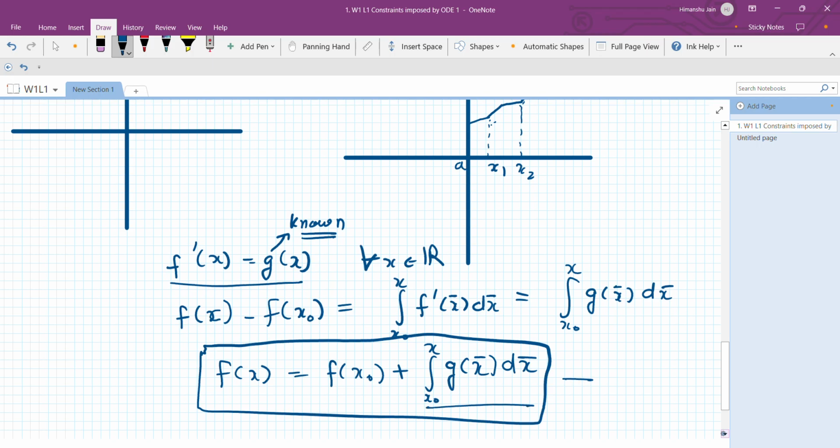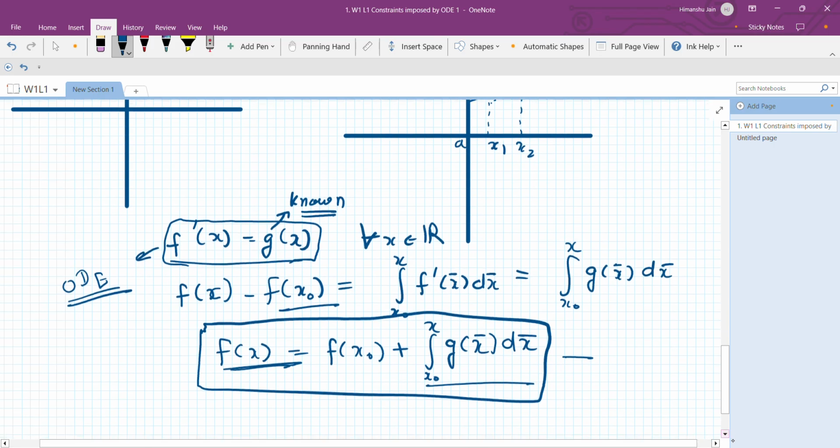So what is this? Here we are given the information that f dash x is some function g of x, which is a known function. This is a differential equation. This is a particular kind of differential equation where we know exactly the value of the derivative of a function everywhere, and if we know the value of the function at any point x naught, then we know f(x) also. So if we know the value of the function at any point x naught and the derivative of the function everywhere, then we can determine the function f uniquely everywhere. This is a special kind of differential equation.